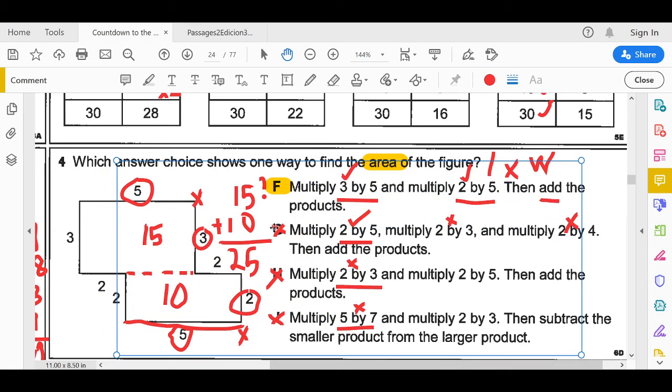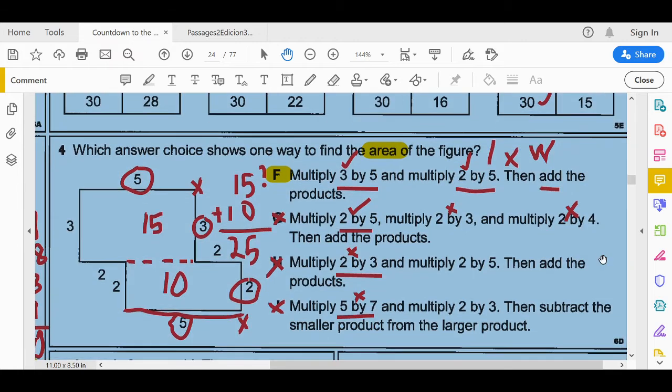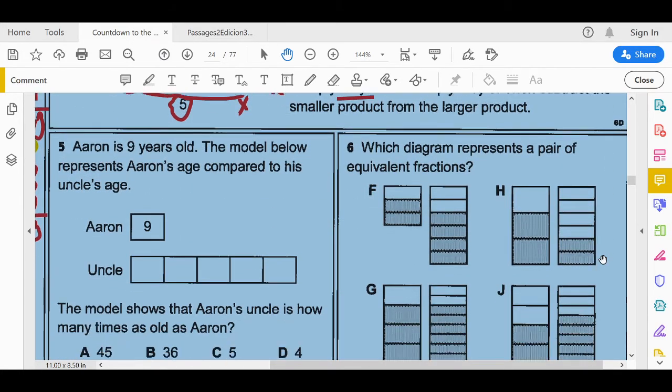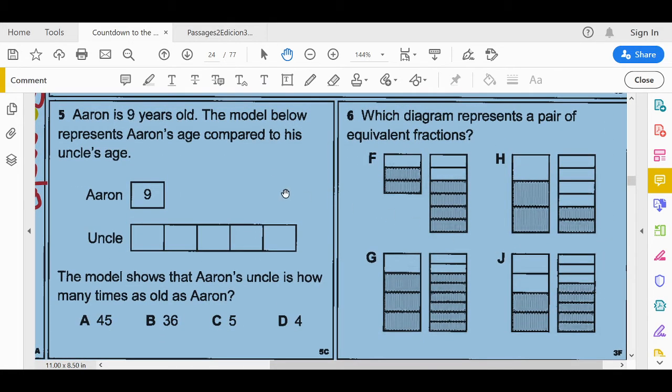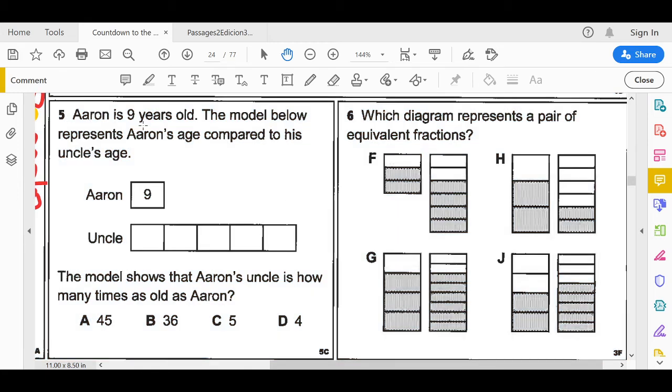Okay, right there. So let's go to number 5 right there. Remember, we also did this in class and I told you how you can find the answer. Aaron is 9 years old. The model below represents Aaron's age compared to his uncle's age. So Aaron is 9. Each of these boxes is going to be 9.